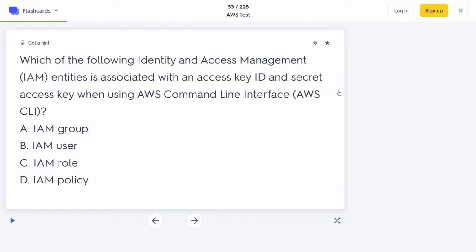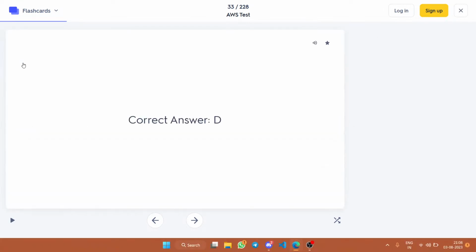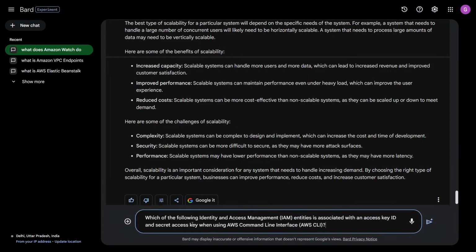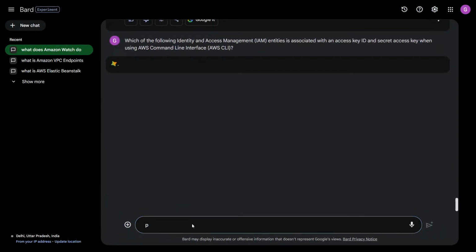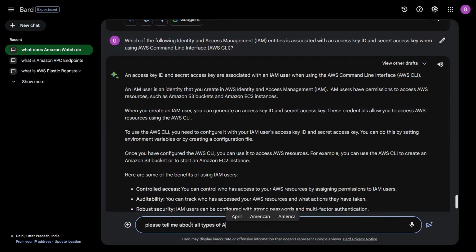Which of the following IAM entities are associated with an access key ID and secret when using the AWS CLI? That's a nice question. I will go with option number B, and it was option number D. My bad, guys. I will need to copy this. I will go to Bard. I will first of all ask this question, and then I will ask, please tell me about all types of AWS IAM entities.